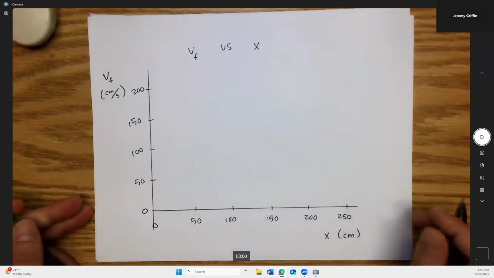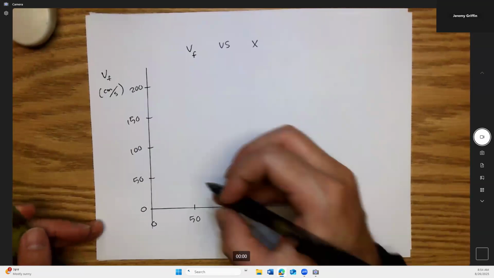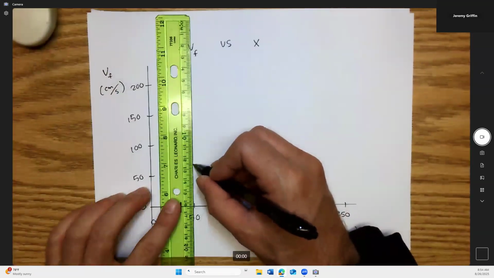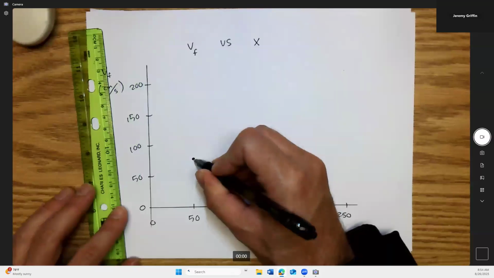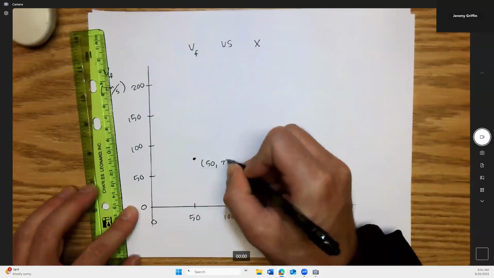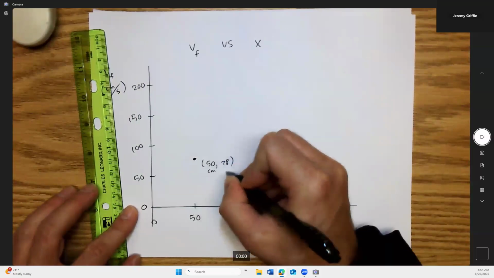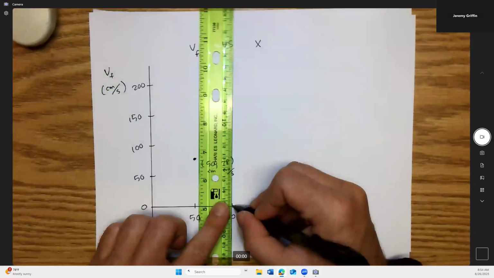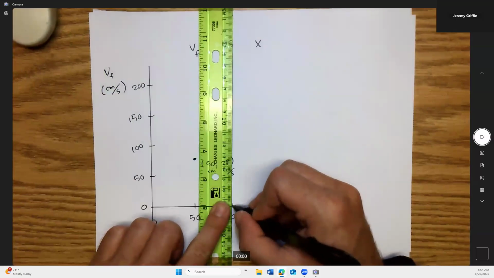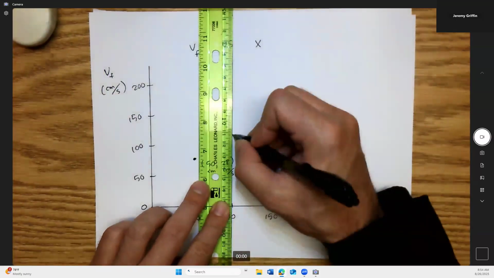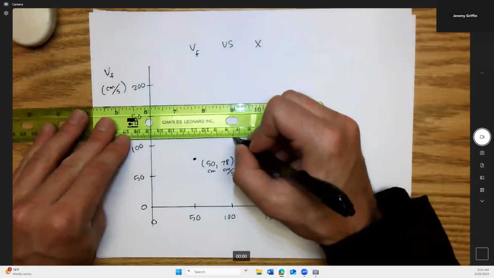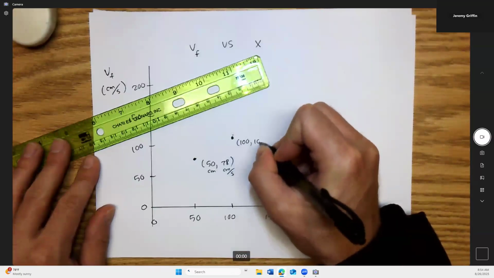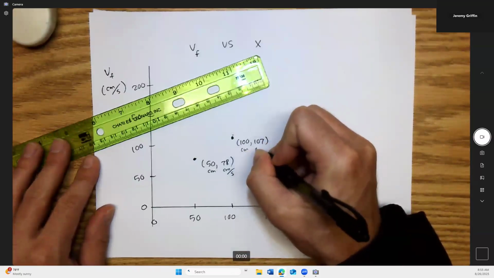So Lily, what's one of your coordinates? The speed was 78.1. So 50 centimeters, 78.1. It's about right there. So you got 50, 78. This would be centimeters per second. All right, next one. At 100, the speed was 107.1. It's about right there. So I got 100, 107, centimeters per second.